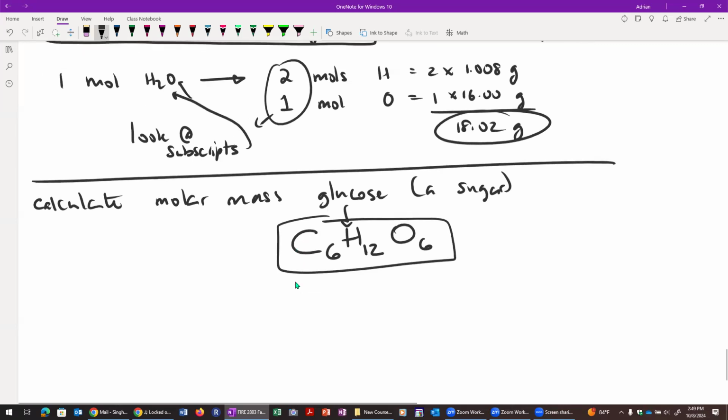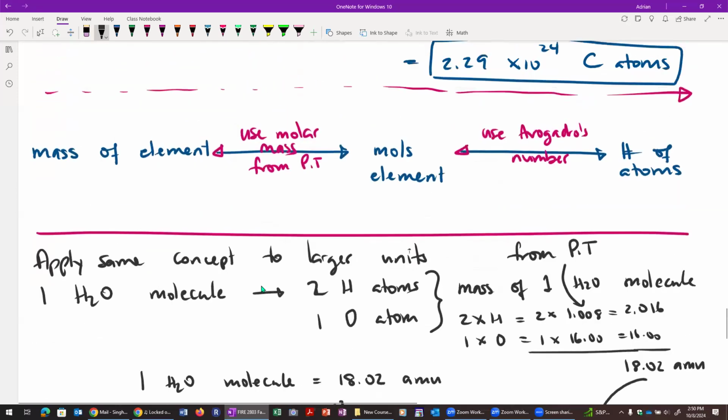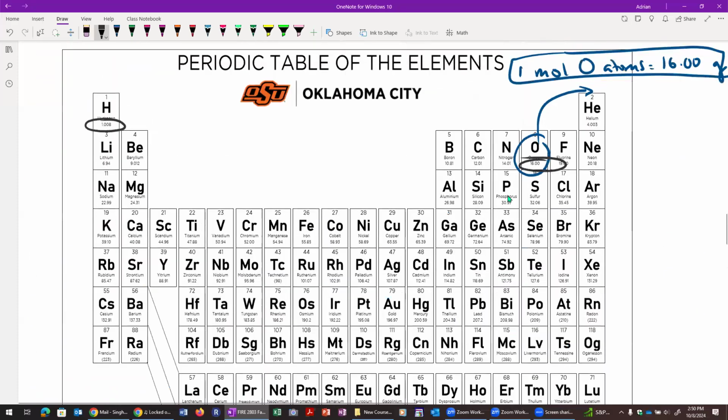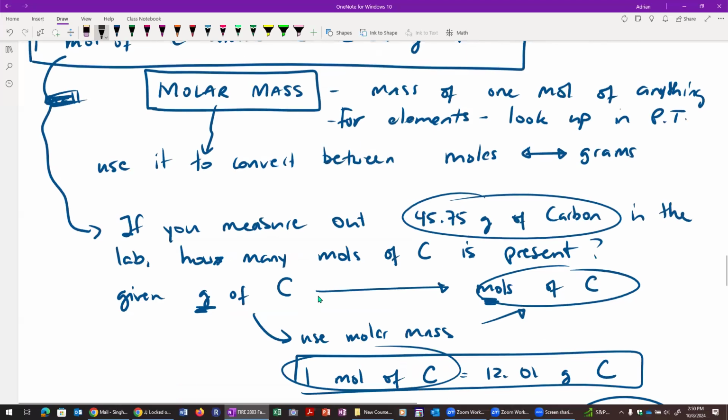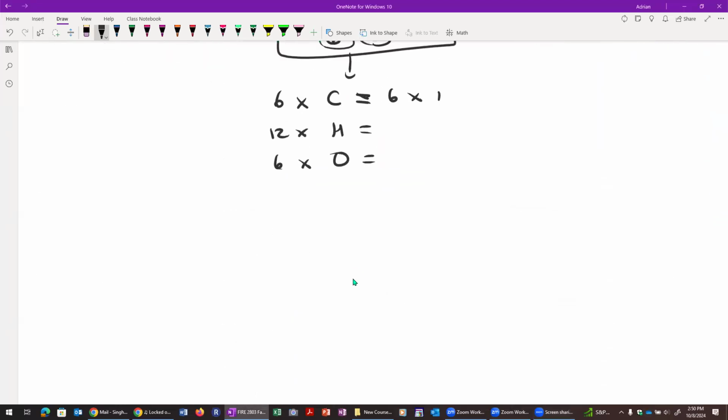And again, you need a periodic table, but all we're doing is reading the subscripts. So this tells me that I have 6 carbons, 12 hydrogens, and 6 oxygens. I'm going to look up their molar masses from the table. So I have 6 times carbon. Carbon here is 12. We did that one already. So it's 12.01, all the way up here. So 6 times 12.01, and that's grams.